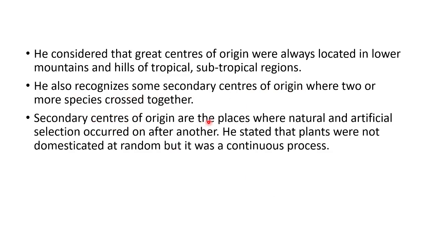Secondary centers of origin are the places where natural and artificial selection occurred one after another. He stated that plants were not domesticated at random, but that the domestication of plants occurred by a continuous process. It is not by random; it is a continuous process. Vavilov said that the centers of origin of the plants are located in the lower mountains and hills of tropical and subtropical regions.